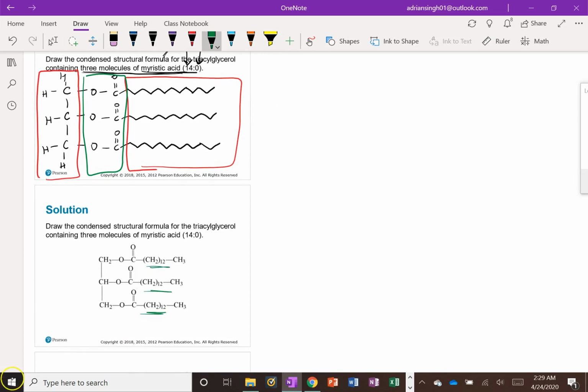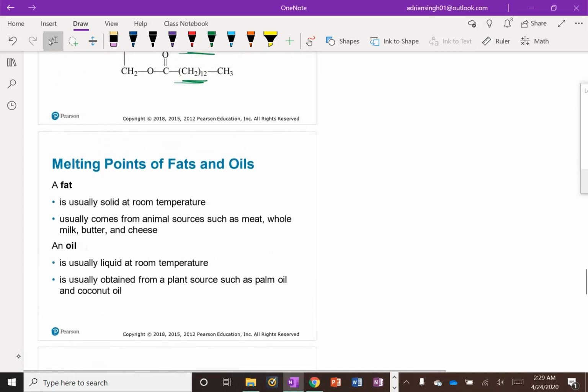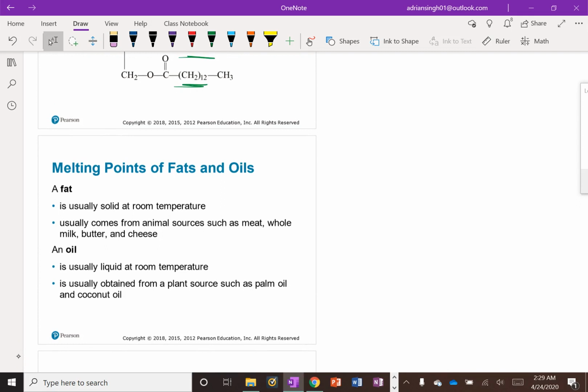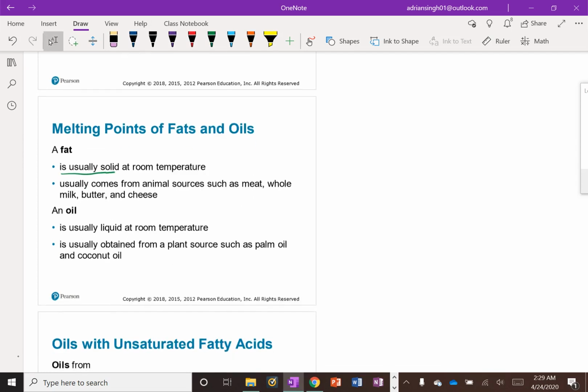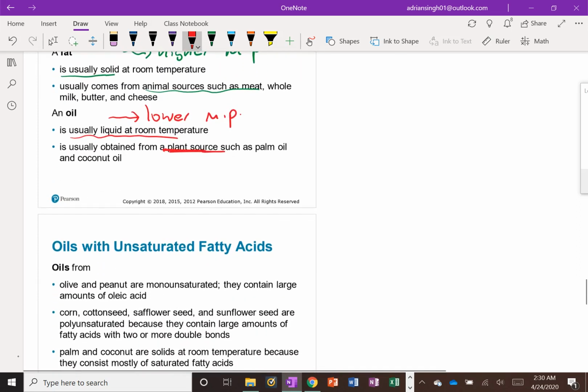So the type of fatty acids you have in your triacylglycerol will dictate whether you're dealing with a fat or an oil. Fats are usually solids at room temperature, which means that they generally have higher melting points, and they usually come from animal sources like meat. Whereas oils tend to be liquids at room temperature, so they have lower melting points than fats, and they usually come from some sort of plant source, and that can vary.